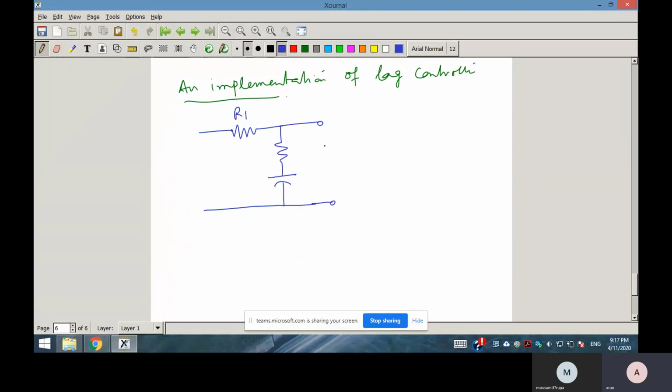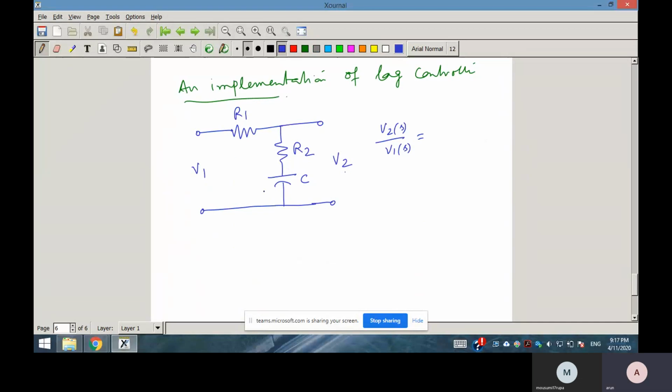This is R1, this is R2, this is C, and this is V1, this is V2. So we have to show that the V2S by V1S structure, the transfer function from V1 to V2S, will act like a lag controller transfer function. So if you check what V2 by V1 will be, V2S by V1S will be what?